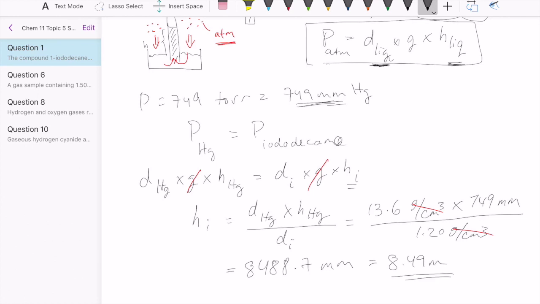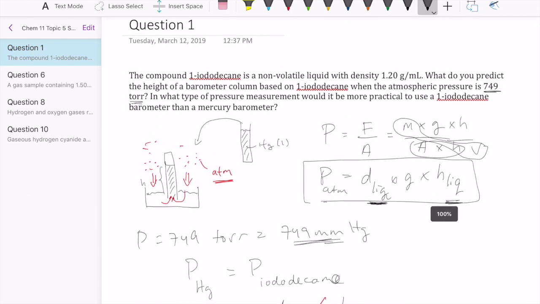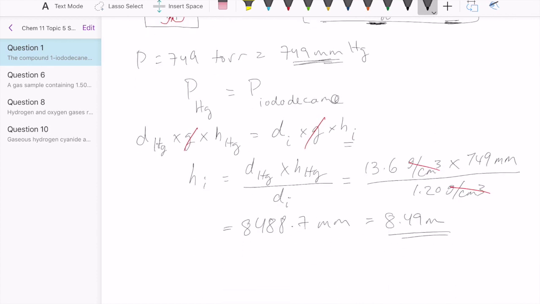So you can see that with this liquid, which is a lot less dense than mercury, the height of that barometer would be much more compared to when you're using mercury. So for that same pressure, if you think about this being the mercury barometer, the height would be, say, this much. If we use the iododecane liquid as the measure of the pressure, then that same pressure would give you a height of that much. Okay, so this would be 8.49 meters. That one would be 749 millimeters or 0.749 meters. So that sort of tells you the difference between those two liquids.